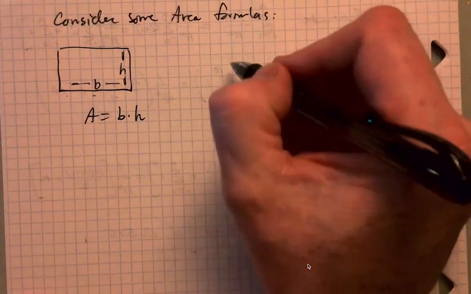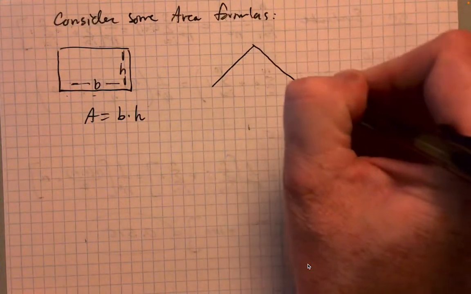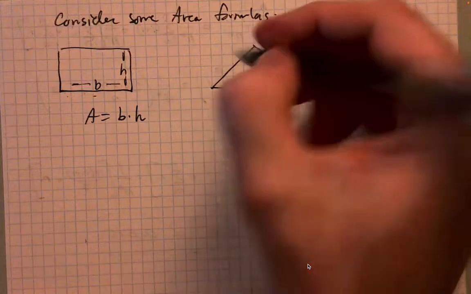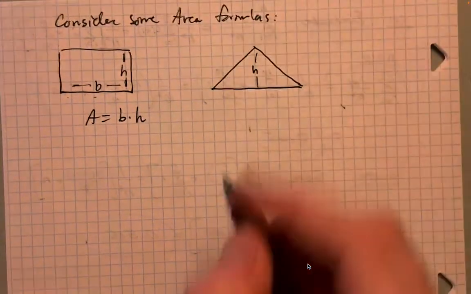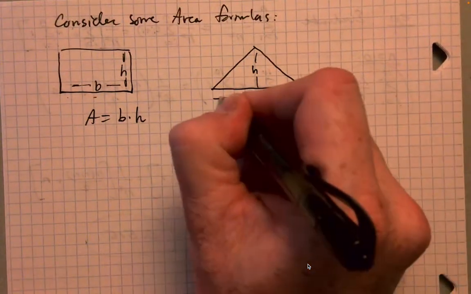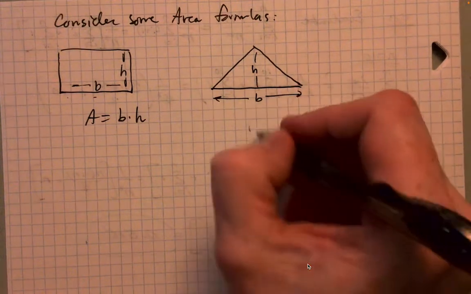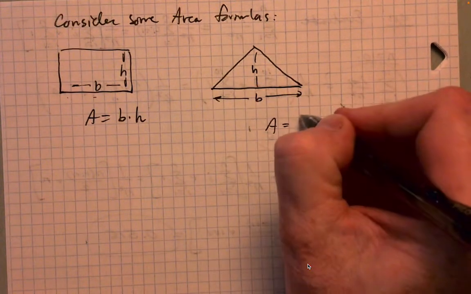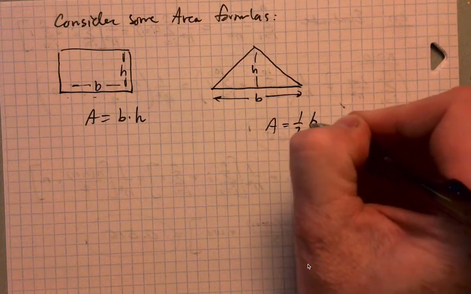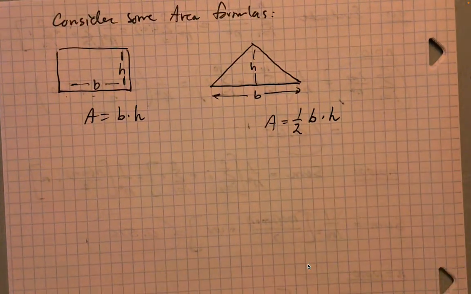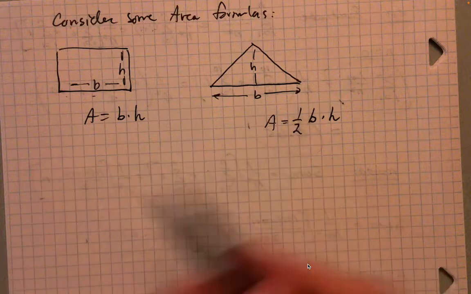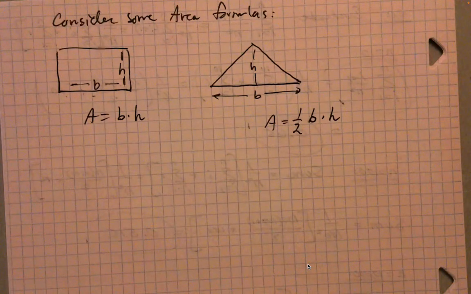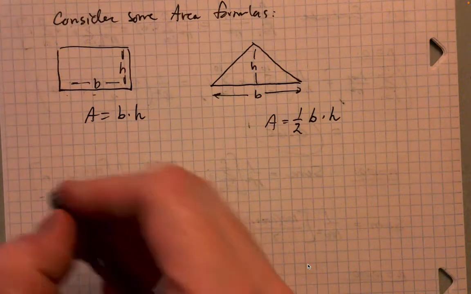And similarly for triangles, let's say we've got a triangle that looks like this, and there's a height specified for the triangle and also a base. If that happens to be the case, then you can easily calculate that the area is equal to 1/2 the base times the height. So these are the kinds of figures that we're used to calculating the area of up until now.